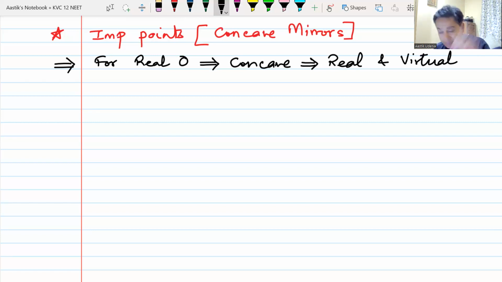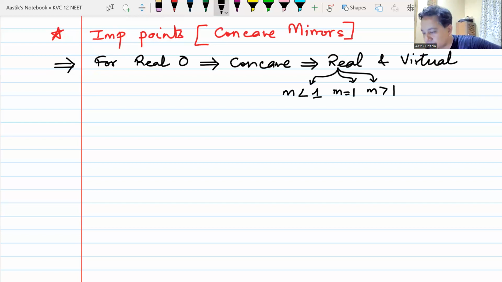Now, remember this. If the image is real, the magnification can be less than 1, the magnification can be equal to 1, and the magnification can be greater than 1. Yes or no? Yes, sir. When is the magnification greater than 1? Real image and magnification greater than 1. When does that happen? Tell me.